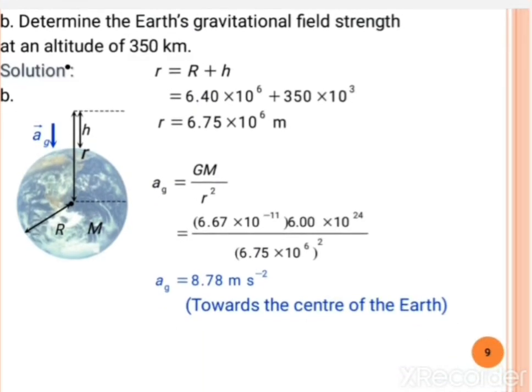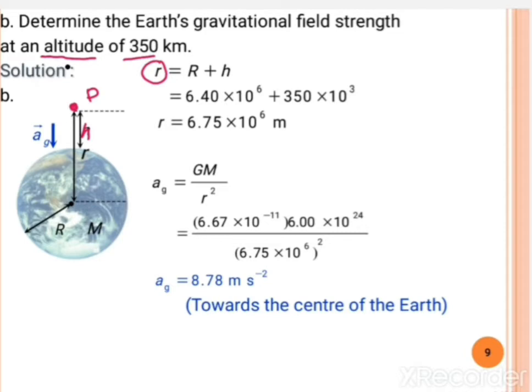determine the Earth's gravitational field strength at an altitude of 350 kilometer. Okay, so for this question, we need to find r. r is the distance between Earth's center to that point. So now the question gives altitude. Altitude means the height from Earth's surface to this point P, h. 350 kilometer is only the height from Earth's surface.